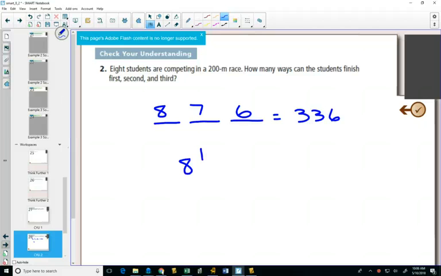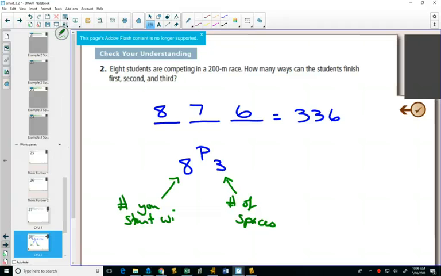This would also be 8P3. So remember, sometimes it's nice to think of this. That 3 represents, in the fundamental counting principle, the number of spaces you have. And the 8 is the number you would start with in your spaces. So that connection is nice, but 8P3 is on your formula. Taking it from your formula sheet, that would look like this, and if you simplified that, you would get 8 times 7 times 6.